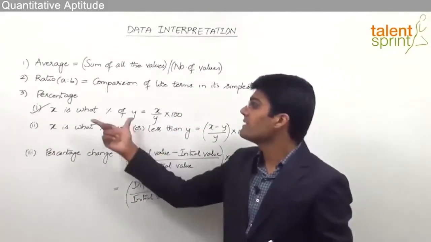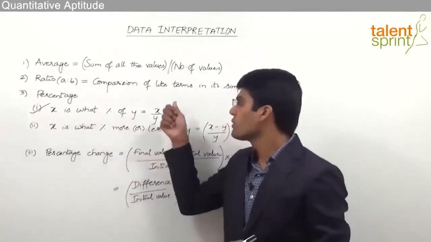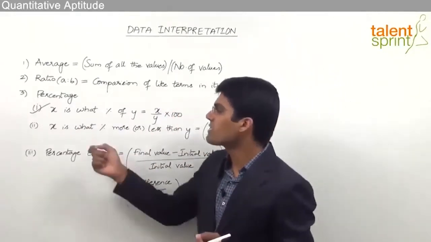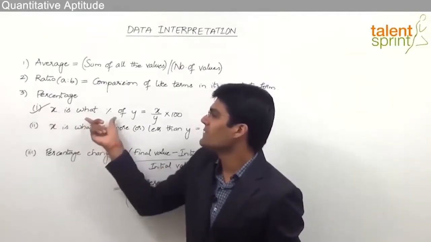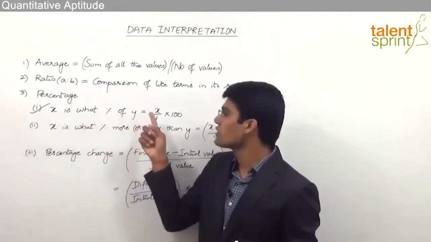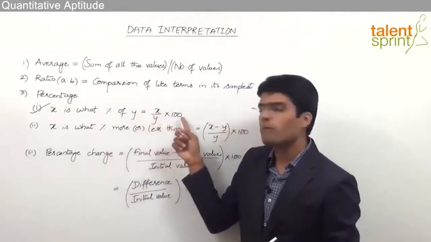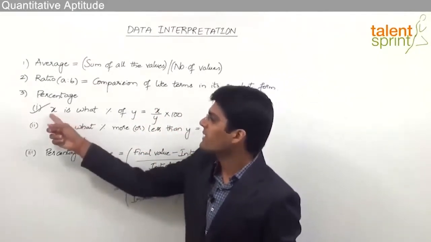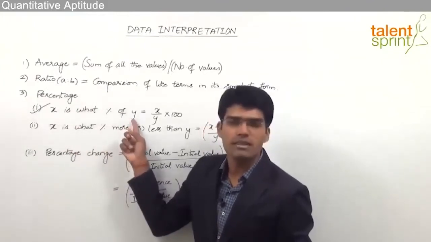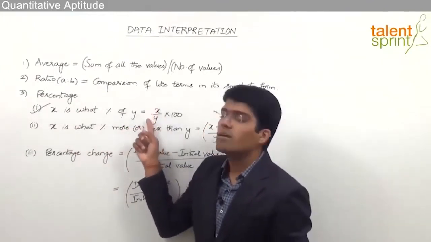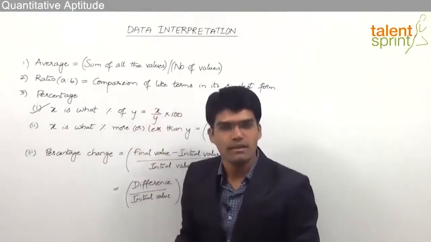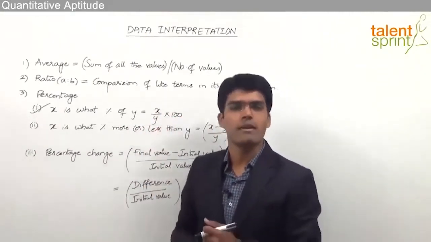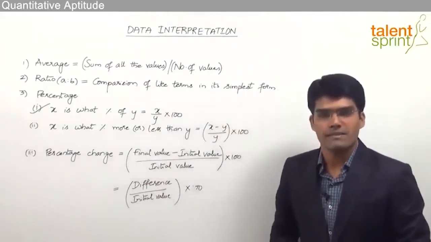That is, X is what percent of Y. We should always take it as X by Y into 100. For example, let's say the question is profit in 2003 is what percent of total profit. So profit in 2003 by total profit into 100 should be the answer. Or likewise, profit in 2007 is what percent of profit in 2009. So profit in 2007 by profit in 2009 into 100. So we simply need to pick up the values from the given data, substitute in X by Y into 100 and find out the required answer.